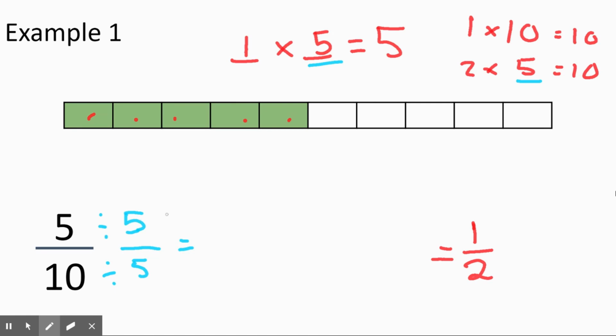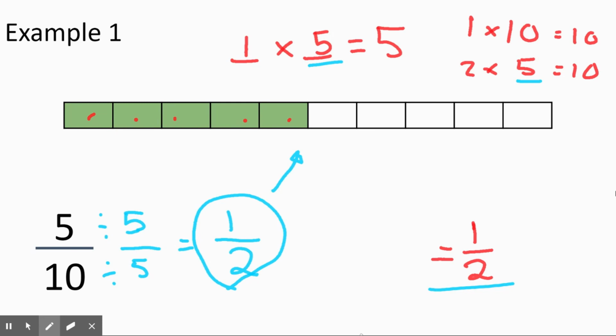So if we have 5 divided by 5, that's going to give us 1. 10 divided by 5 is going to give us 2. So we do indeed end up with 1/2. That is exactly what the model is showing us. As we discussed earlier, not too bad. You just need to list out factors.